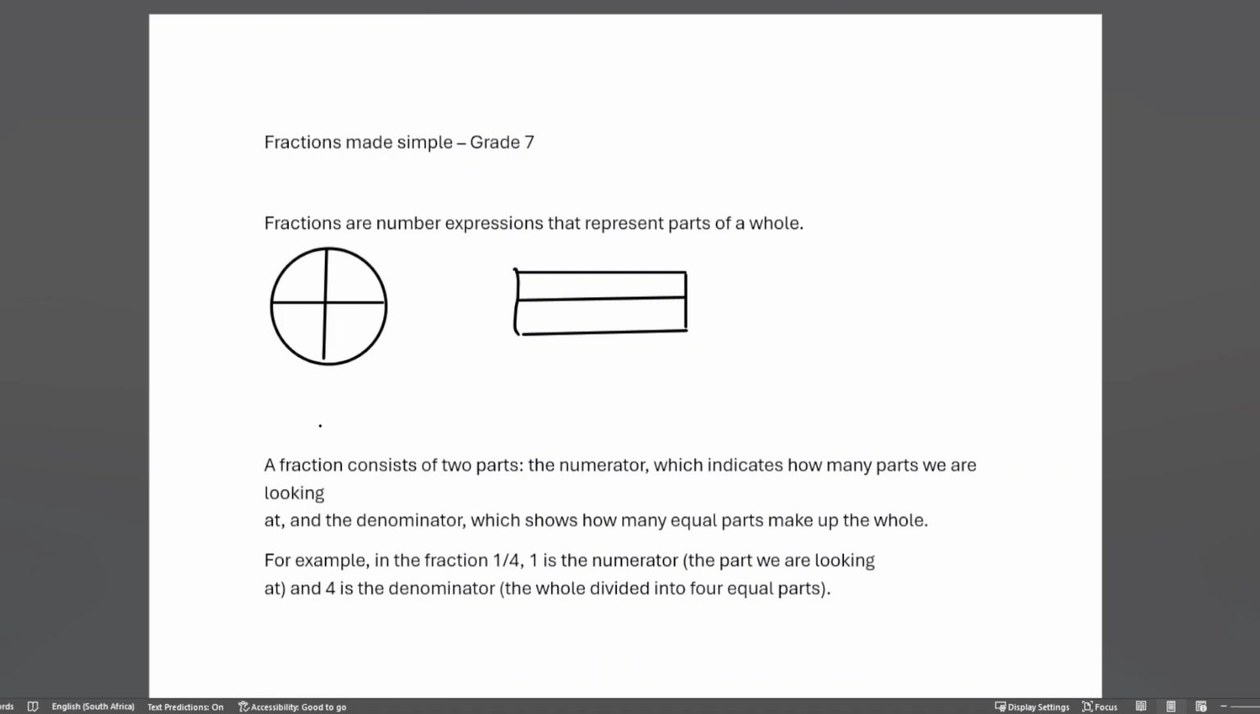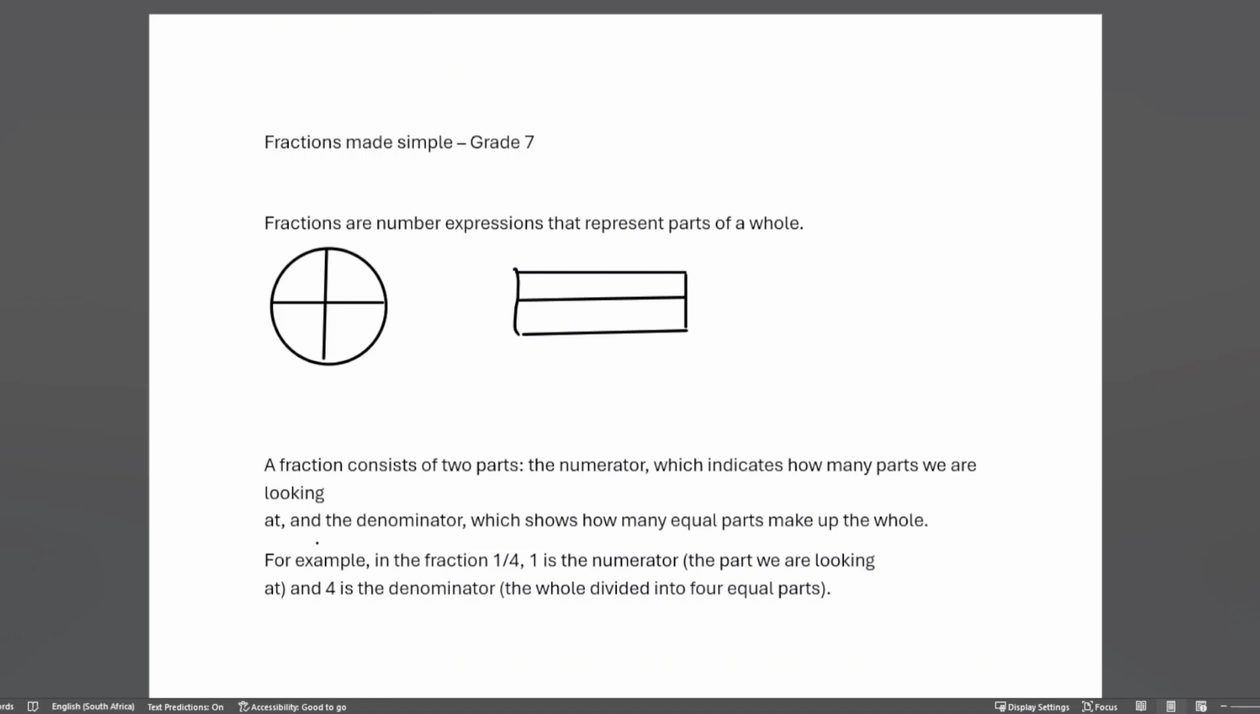Now, when we go to the second part, it says a fraction consists of two parts: the numerator, which indicates how many parts we are looking at, and the denominator, which shows how many parts make up the whole. So the numerator will always be at the top, and the denominator will always be at the bottom. The numerator is a part of the whole, and the denominator is all parts that are divided to represent the whole, right? And in this case, it would be 4.